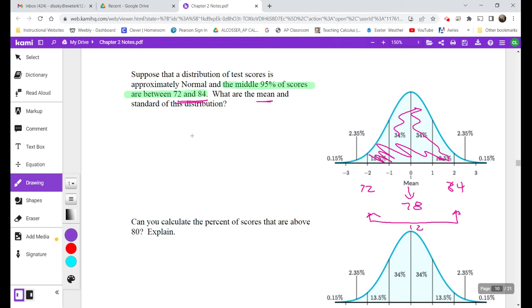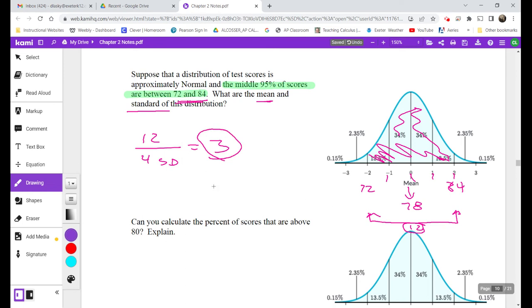Now, there are so many different ways to look at this, guys. Now, I want to find the standard deviation of the distribution. There are a bunch of different ways to look at it, but since I know it's 12 apart, and I have 1, 2, 3, 4 standard deviations, 12 divided by 4 standard deviations tells me that it's 3. So my standard deviation is 3. Okay? So that's kind of how you use this piece.